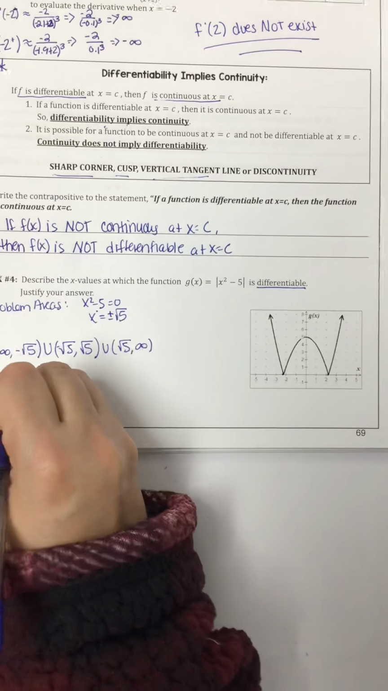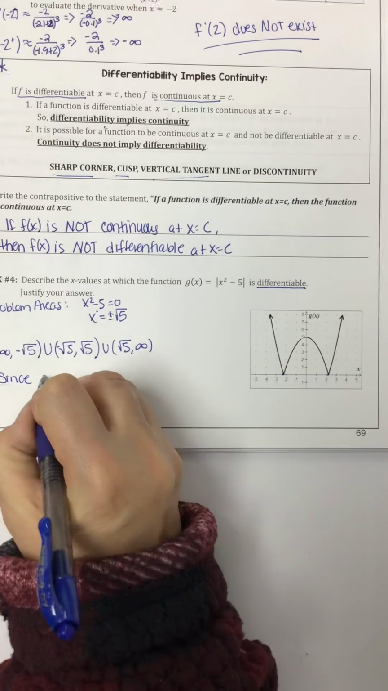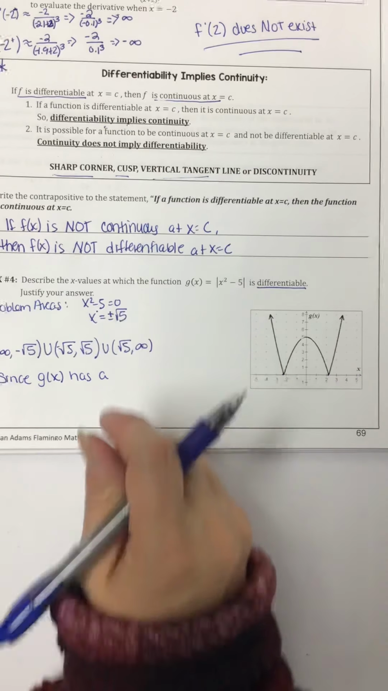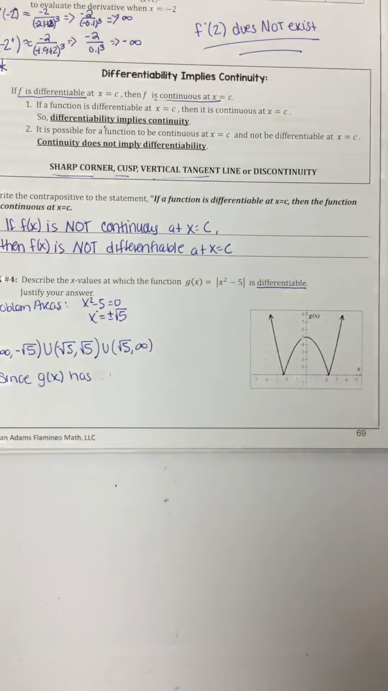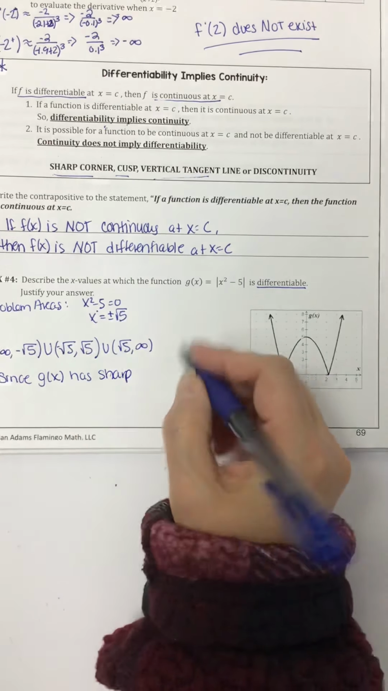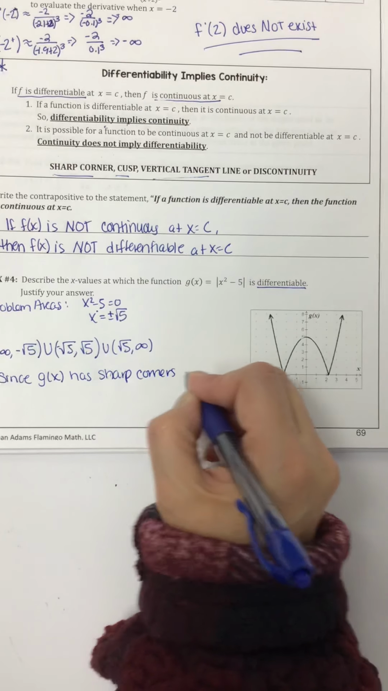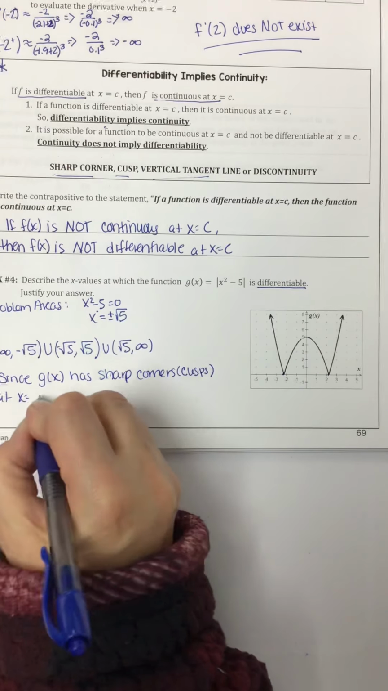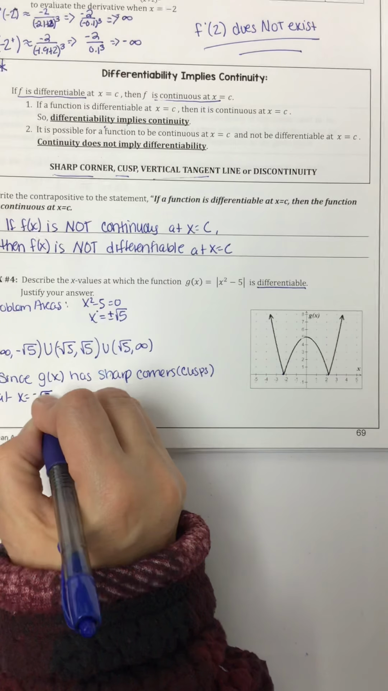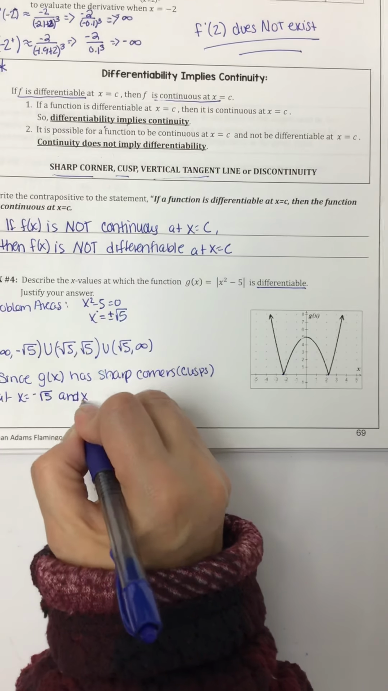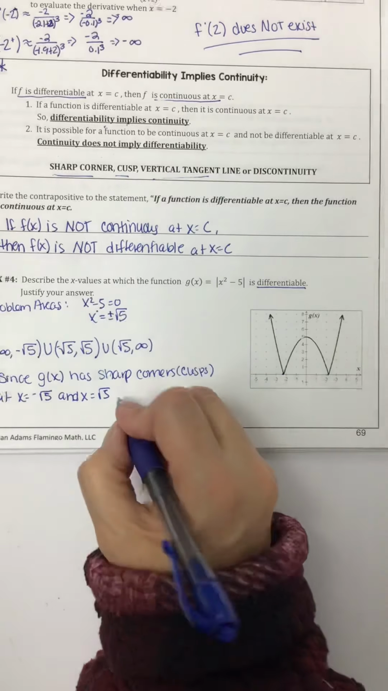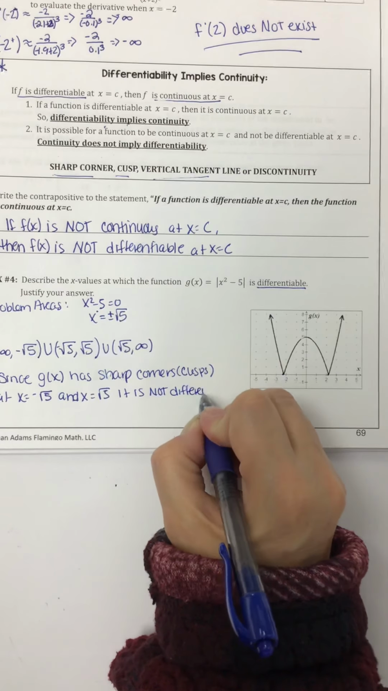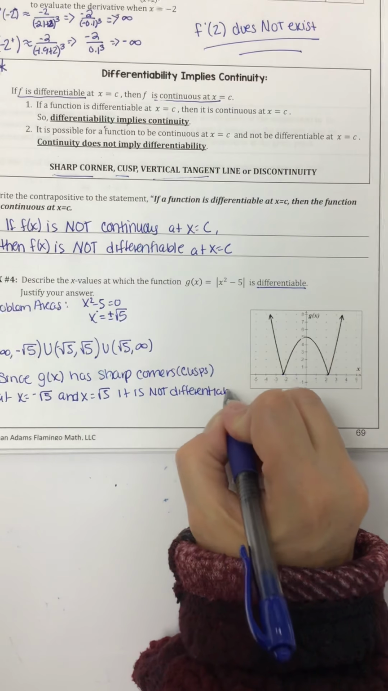And then we need to justify, so I would say something like, since g of x has a sharp corner, or not a, it should be more than one, right? Has sharp corners or cusps at x equals negative square root of 5 and x equals positive square root of 5. It is not differentiable here. Or there.